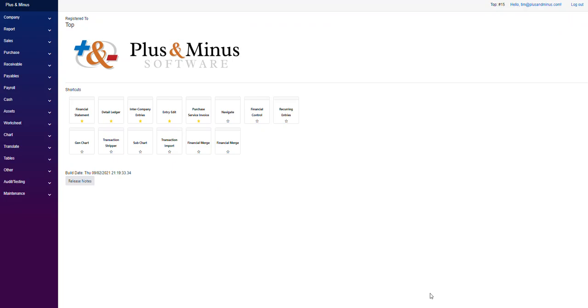Plus and Minus supports one-to-many relationships. Additionally, Plus and Minus allows the parent to generate intercompany transactions among subsidiaries top-down, or the subsidiaries to generate intercompany transactions bottom-up. The bottom-up is used primarily to transfer cash from subsidiaries up to the parent.